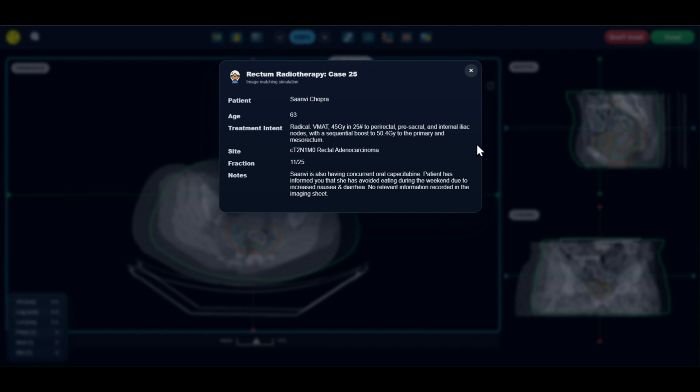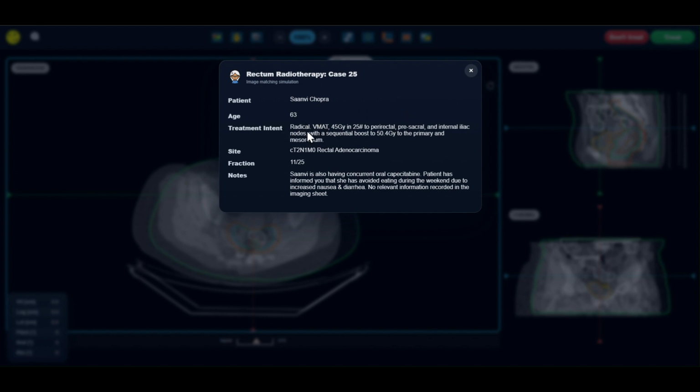Now, let's look at the treatment prescription. The patient is having radical VMAT with 45 grays in 25 fractions to the perirectal, presacral, and internal iliac nodes, with sequential boost to 50.4 grays to the primary tumor and mesorectum. Now, there are a lot of important terms here, so let's break it down a bit more.